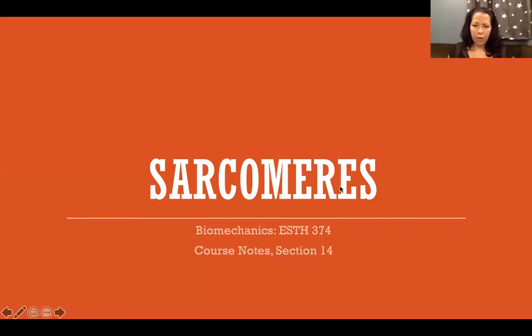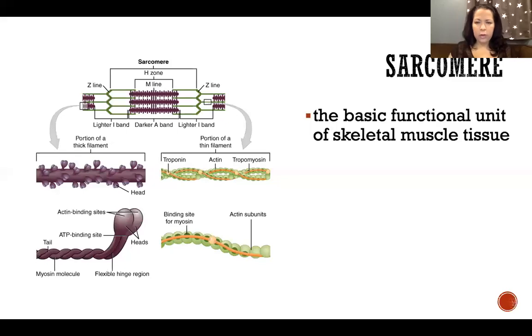Hello, in this video I'm going to talk about sarcomeres. Sarcomeres are the basic functional unit of skeletal muscle tissue. Put them end to end to make a myofibril. Many myofibrils are bundled together inside of a muscle fiber, many muscle fibers are bundled together as a fascicle, and many fascicles are bundled together as a whole muscle.